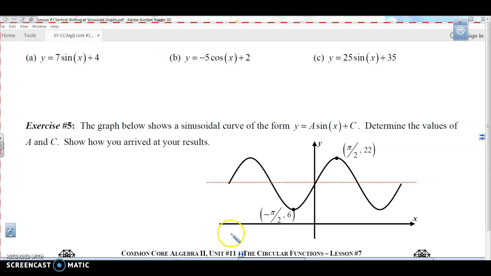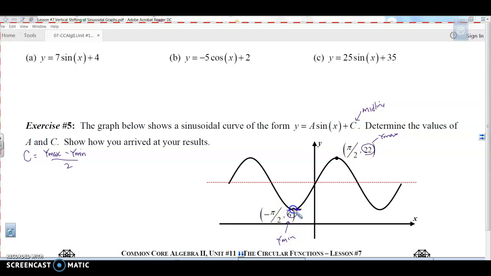Okay, so to figure out the midline, which would be c, we need to know where that is. To figure out c, we need to know the difference between how far it is between the max and the min. So if I take the max and the min and subtract them, divide that by 2, that should give me the midline. All right, so the max value on this is going to be 22. That's as high as it goes. And then the minimum value would be the 6.